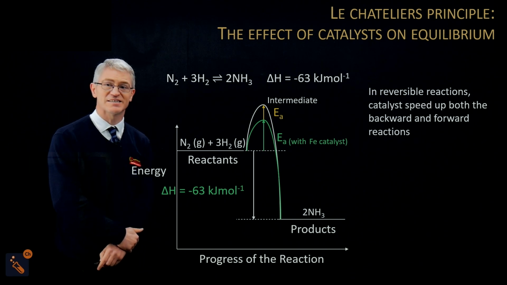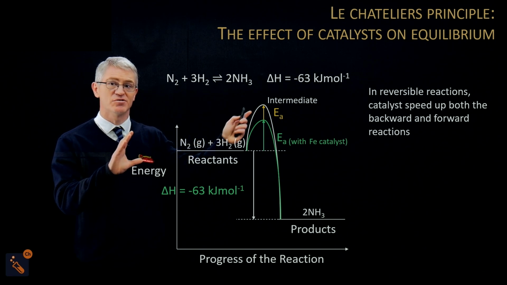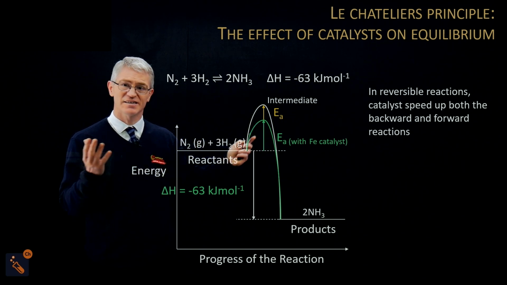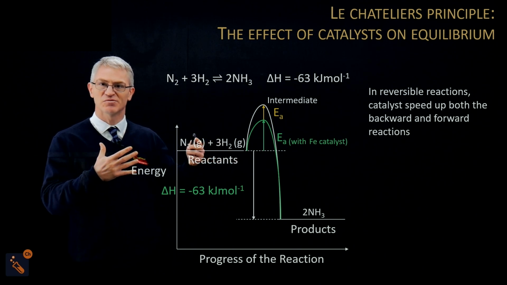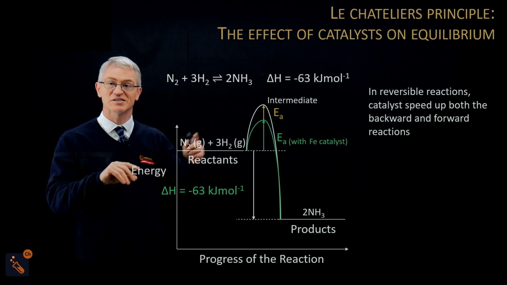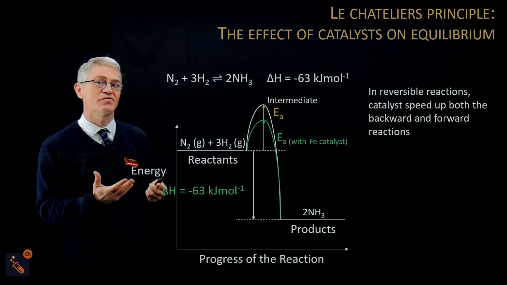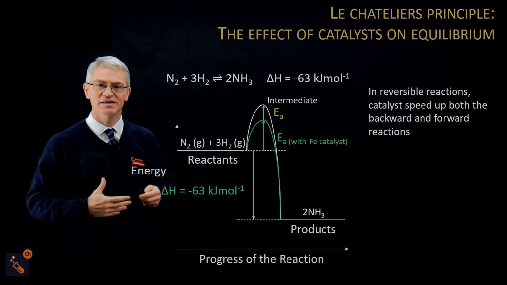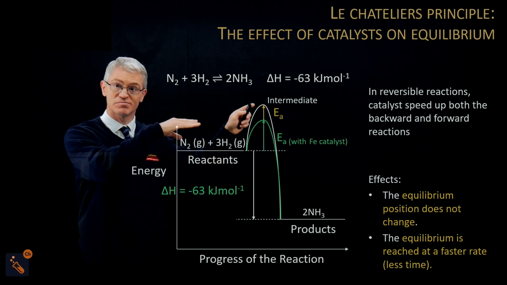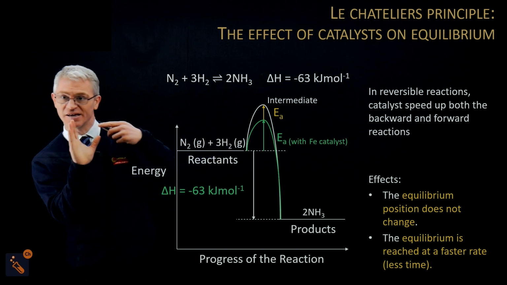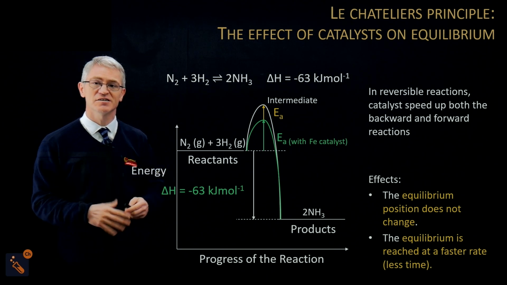Now, really important thing, this is the exam part: in reversible reactions, catalysts speed up both the forward and backward reactions. So it absolutely does not change the position of equilibrium at all, because it's speeding up the forward and it's speeding up the backwards. Now, can you think of any other effect that might make? What that does is the equilibrium position doesn't change, because again, speeding up the forward reaction and increasing the rate of the backward reaction, but it does it in a faster time, so it takes less time.